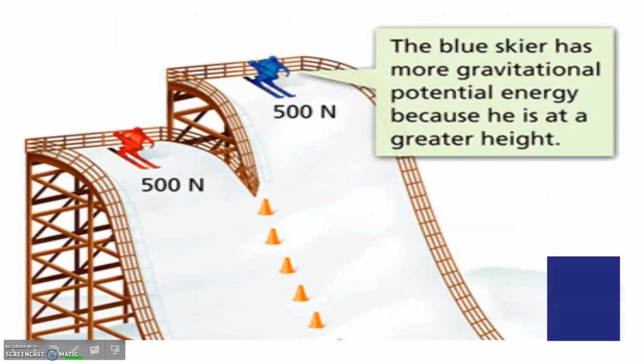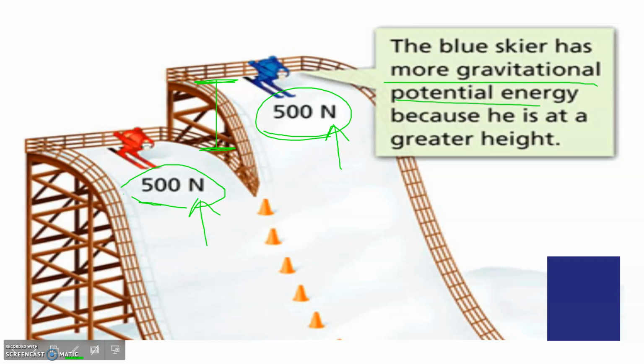All right, for this example, you have two skiers. As you can see, both of them weigh the same. And again, I am using "weigh" because we're talking about newtons here. We're talking about the force of weight. So they both have the same weight. However, as you can see, this blue skier up here is much higher. There is a height difference. The blue skier is higher, so therefore it has more gravitational potential energy, because it's higher up in the air.